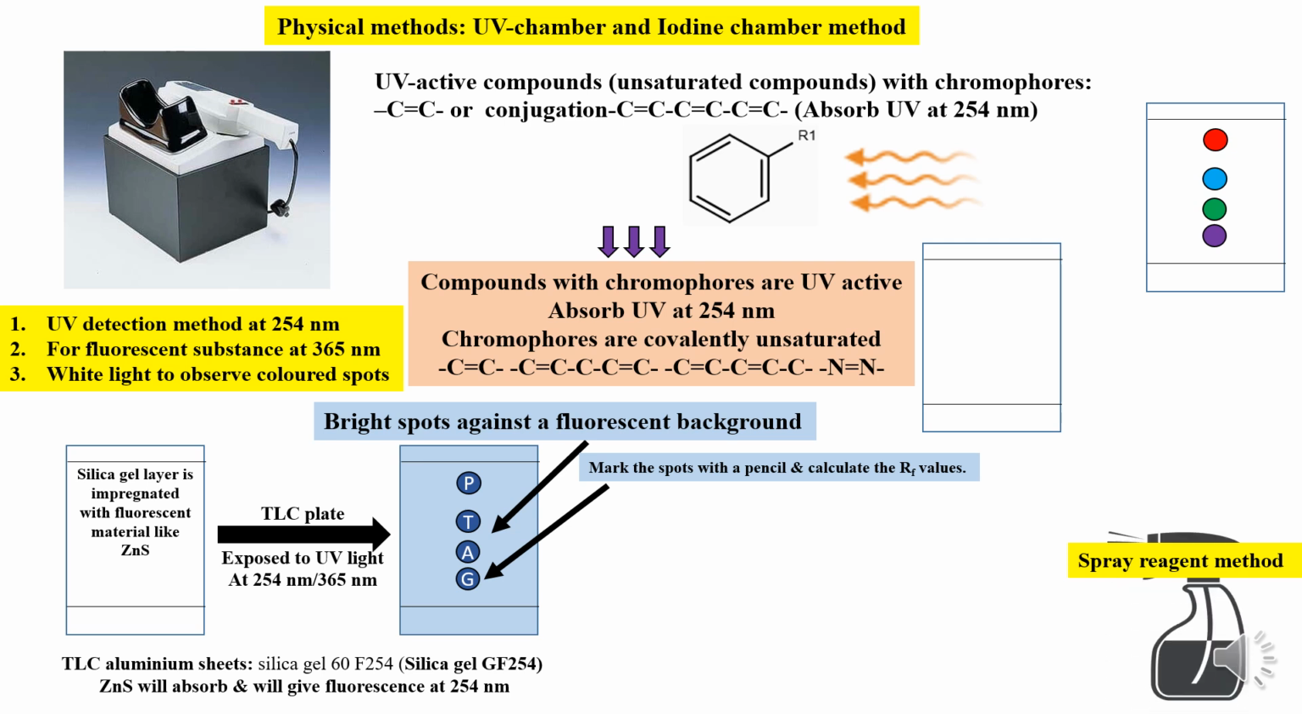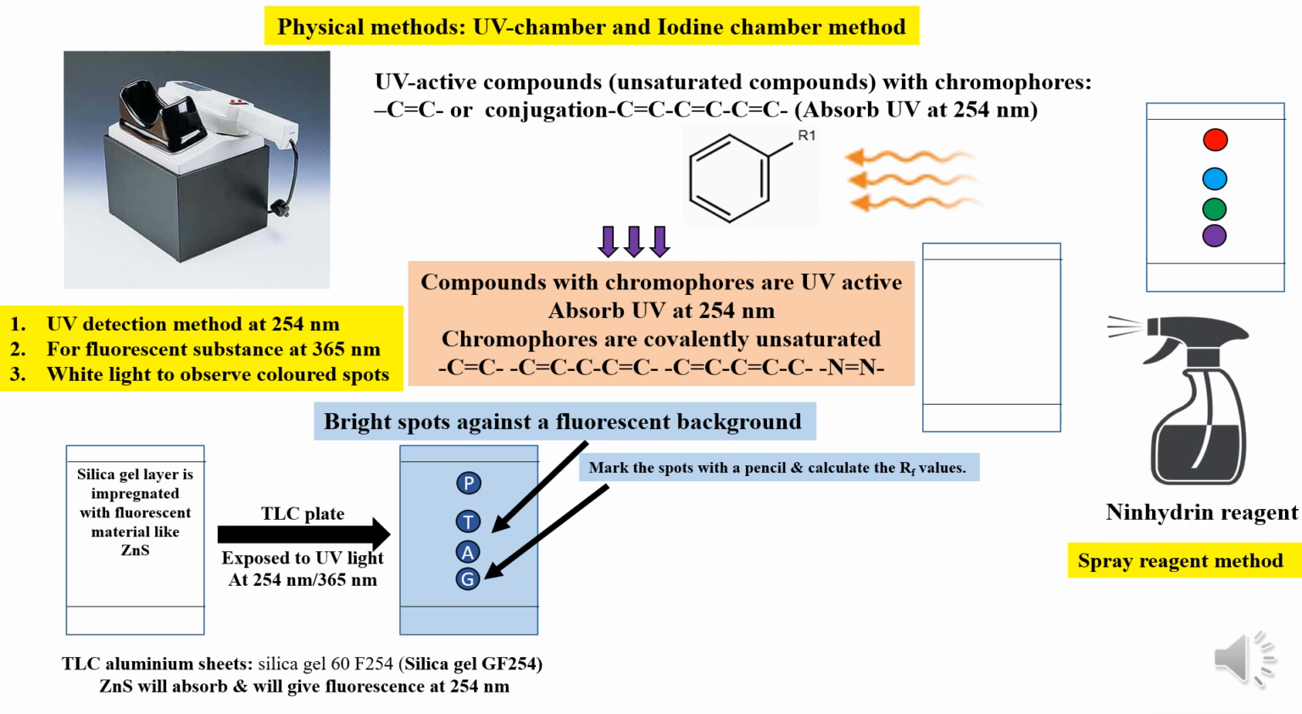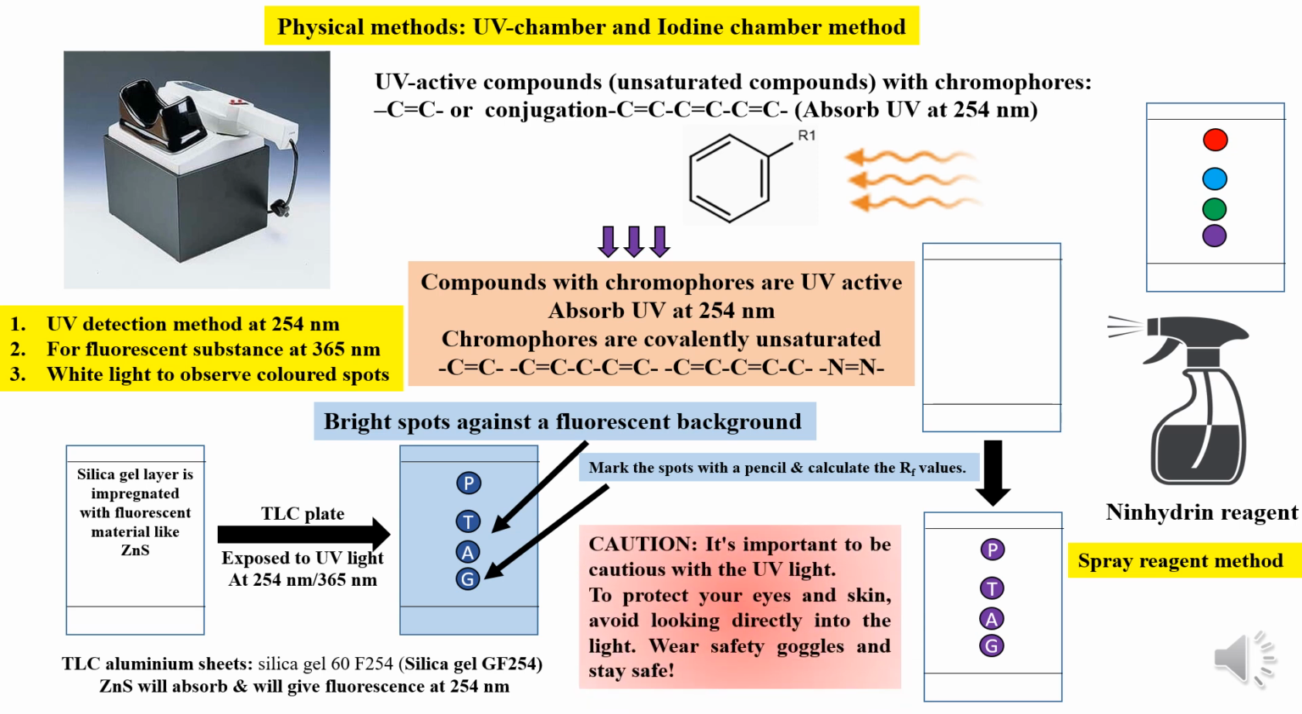So in case of the spray reagent method, you spray the developed and dried TLC plate with ninhydrin reagent, and because of the chemical reaction between the sprayed ninhydrin reagent and the spots of amino acid, you see purple colored spots. So mark the boundary of these spots with pencil, and calculate the RF value considering the center of the spot. RF value is calculated by dividing the distance traveled by the component from the baseline by the distance traveled by the solvent from the baseline.